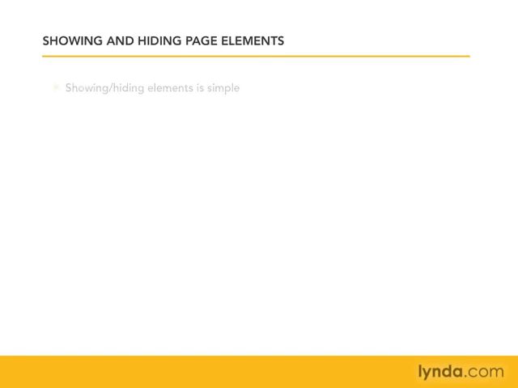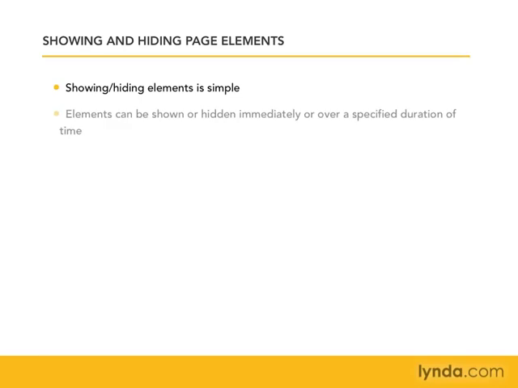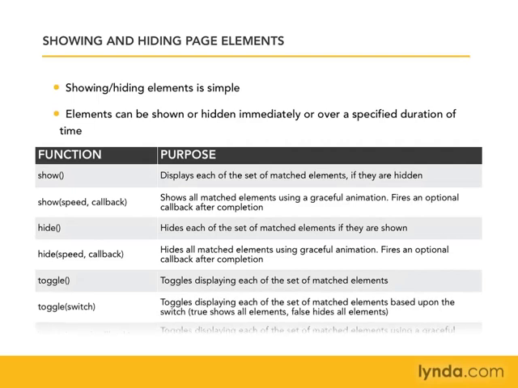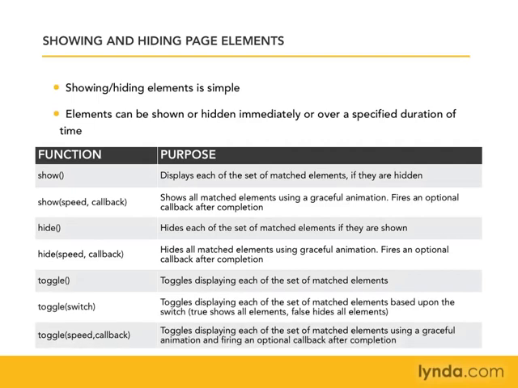So, showing and hiding elements are probably one of the most simple effects that you can use in jQuery, and you can exercise some pretty nice control over how elements are shown or hidden. They can happen immediately or over a specified duration of time, and you can see in the table there's a series of functions you can use. So, not surprisingly, the show functions show elements, the hide functions hide elements, and then there's a set of toggle functions, and these basically do what you'd imagine. They show something if it's hidden, and they hide something if it's shown. And there's a couple of different ways of doing each one of these.